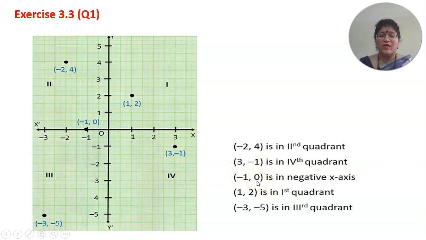-1, 0. Whenever you see 0 in any one of the coordinates, remember it will either lie on the x-axis or it will lie on the y-axis. Remember that point. So -1, 0, it will lie on the x-axis and it will be on the negative side or the negative direction. 1, 2, both are positive, +1, +2, so it will lie in the first quadrant. And -3, -5 will lie in the third quadrant. So you could get such type of questions for MCQ where they could ask you -1, 0. Where does it lie? First quadrant, second quadrant, x-axis, y-axis. Okay.